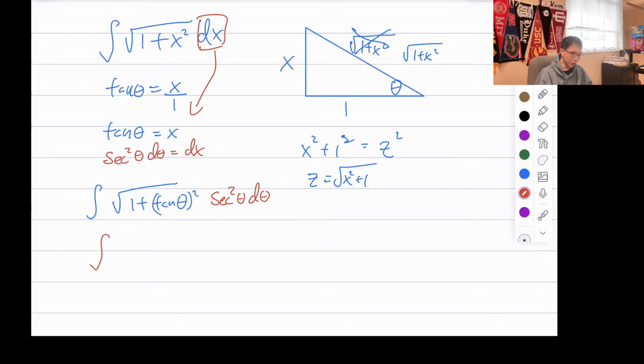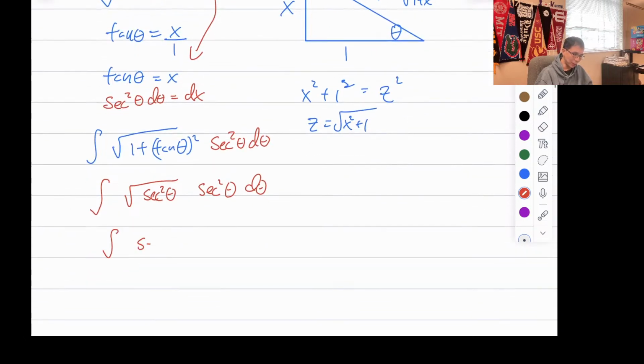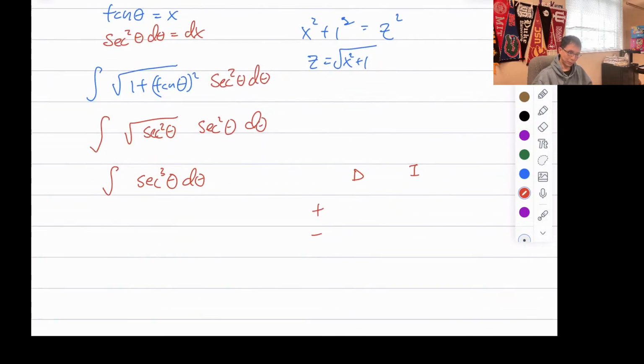So that's the integral of secant squared theta and secant squared theta d theta, and that's the integral of secant to the third theta d theta. And do you guys know how to take the integral of this? Actually, you do. What is it? You split it into secant and secant squared. And what do you do? Integration by parts, right? Plus minus?